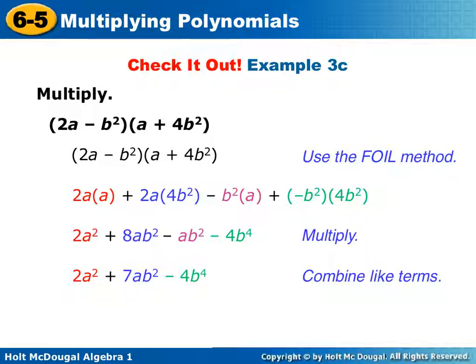Another example, again, they're using the FOIL method: first, outer, inner, last. Again, they had 2 middle terms to group, and it becomes 7ab².